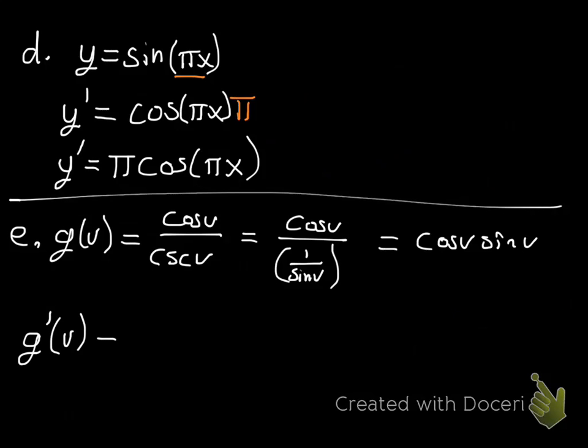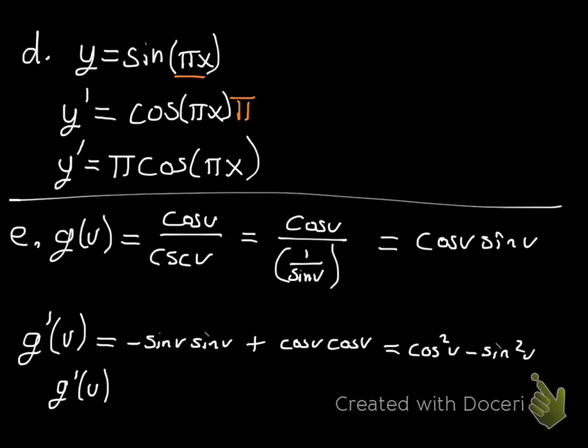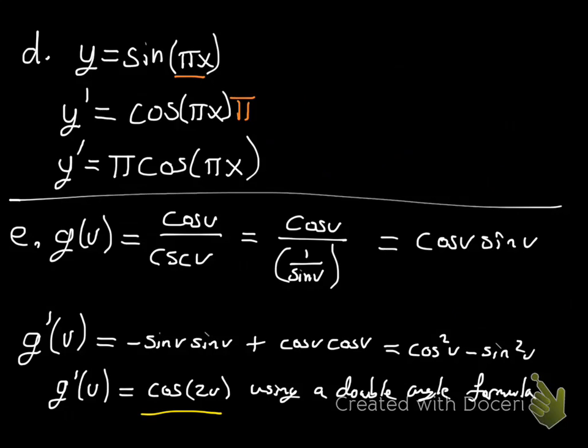So it's going to be the derivative of the first times the second function plus the first function times the derivative of the second function. So cosine squared v minus sine squared v is a double angle formula, so it gives us cosine of 2v. Now, if we wanted to take the derivative of that again, it would probably be easier to use this and the chain rule than it would be for cosine squared v minus sine squared v.